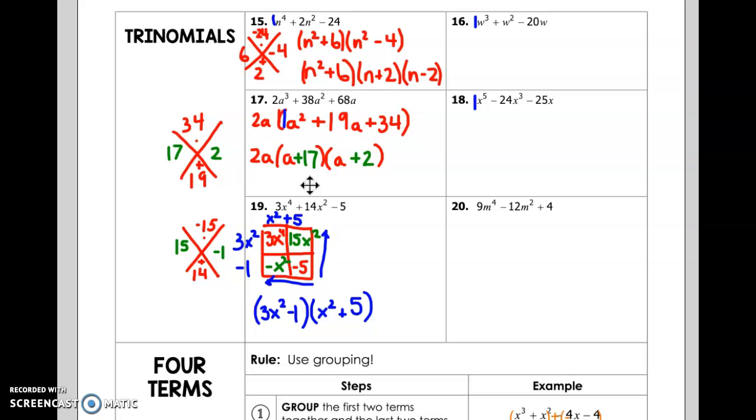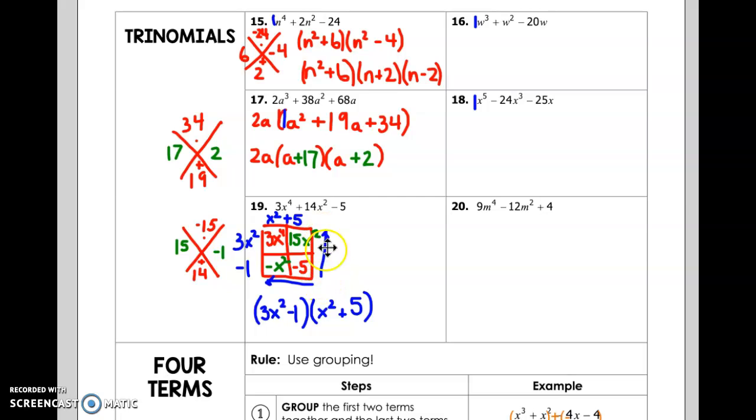Number 19, a little more tricky. There's not a GCF, and this time the a value is not 1. So I want to find factors of a times c, which is negative 15, that add to give me 14. Okay, those numbers are 15 and negative 1, and then I put those numbers in the box. Okay, so we still write it the same way we would see it, 3x to the 4th, and negative 5 goes down here, and then we're separating this term into 2, so 15x squared minus x squared. I hope you agree with me that that is 14x squared.